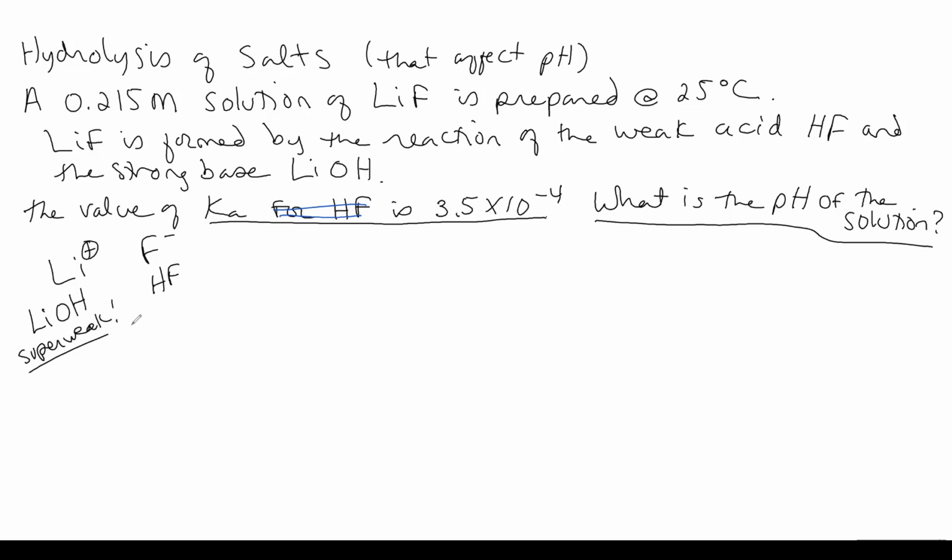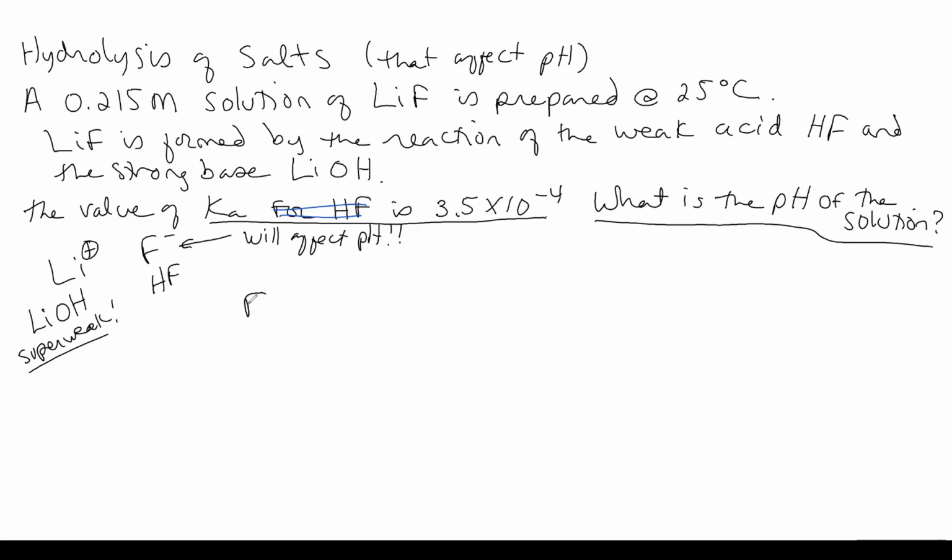So if this was sodium hydroxide and sodium fluoride in water, the same would hold. But when we see the conjugate base of a weak acid, the stronger the acid, the weaker the conjugate base, or the weaker the acid, the stronger the conjugate base. So we know that this fluoride anion will affect pH. That means it is our active species in water.